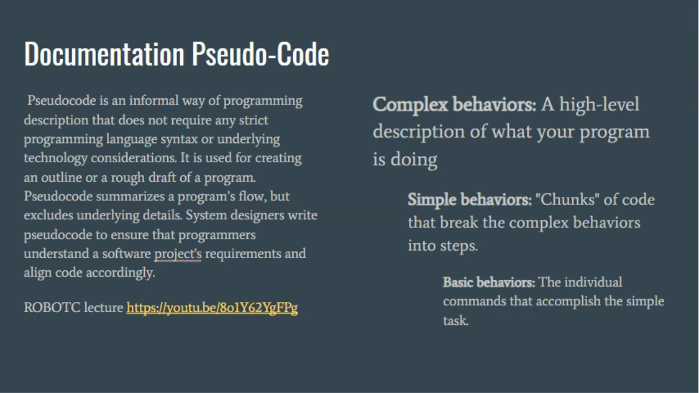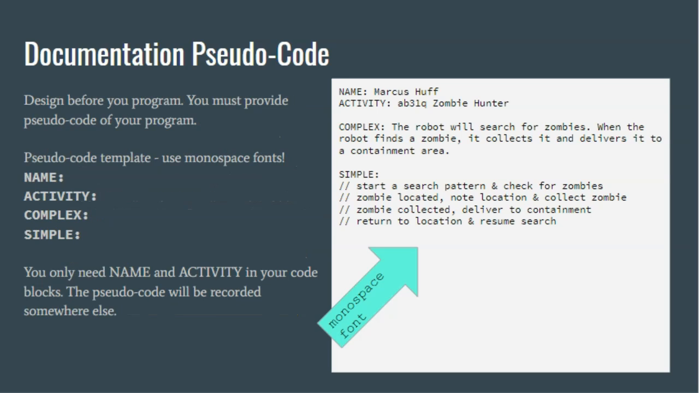Okay, so let's talk about what we're going to do in this project. What I want you to do is document in pseudocode. So this is also going to be your design before you program. And you have to provide pseudocode for your program, simple or complex. For the template we're going to use, I want your pseudocode reported to me in a monospace font like Courier or Source Code Pro or something like that. But you're going to have these four sections: your name and your activity, the complex behavior, and the simple behaviors.